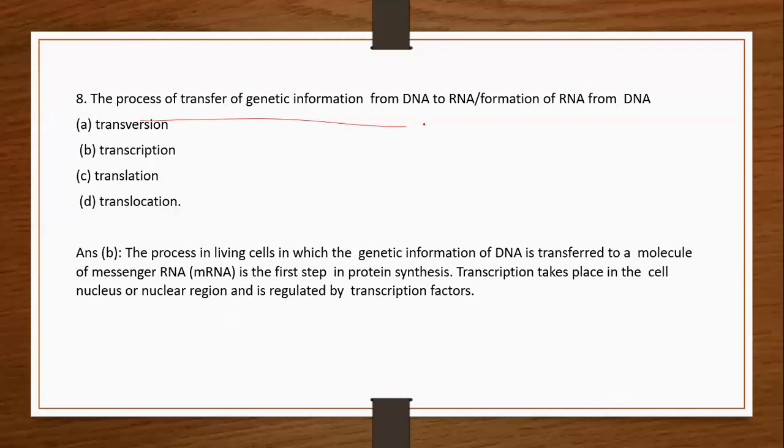The process of transfer of genetic information from DNA to RNA is transversion, transcription, translation, or translocation. Now, the process in which the genetic information of DNA is transferred to a molecule of mRNA in living cells is the first step in protein synthesis. Transcription takes place in the cell nucleus or nuclear region, and it is regulated by transcriptional factors. So option B is the correct answer.